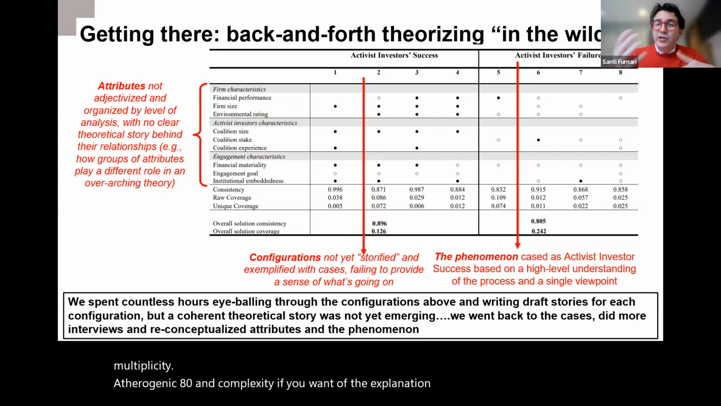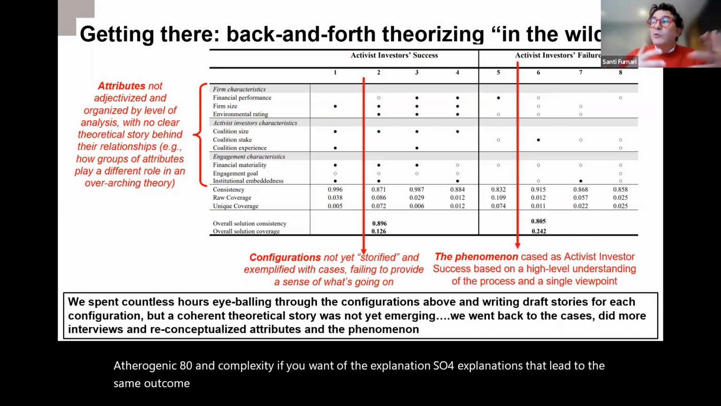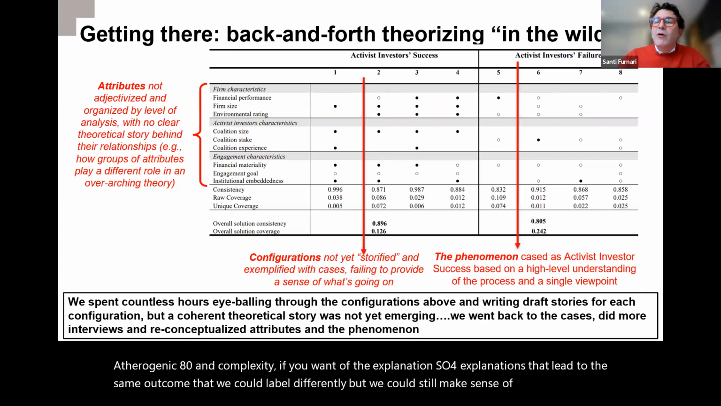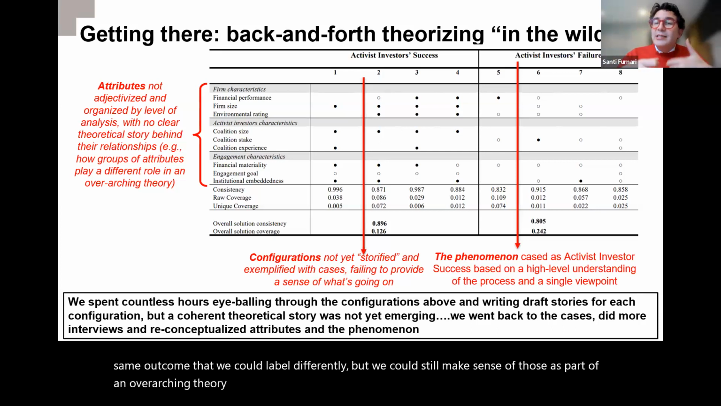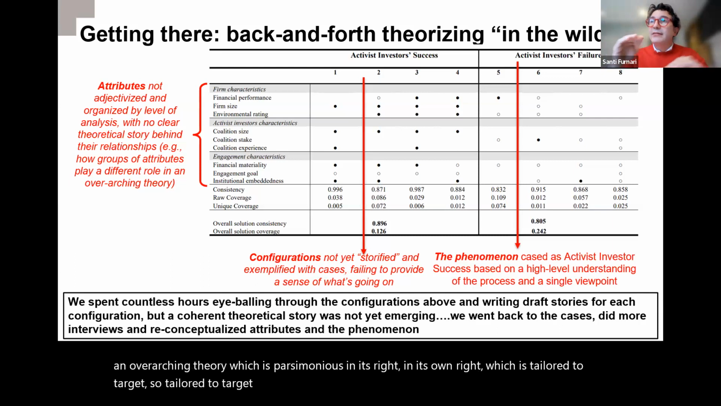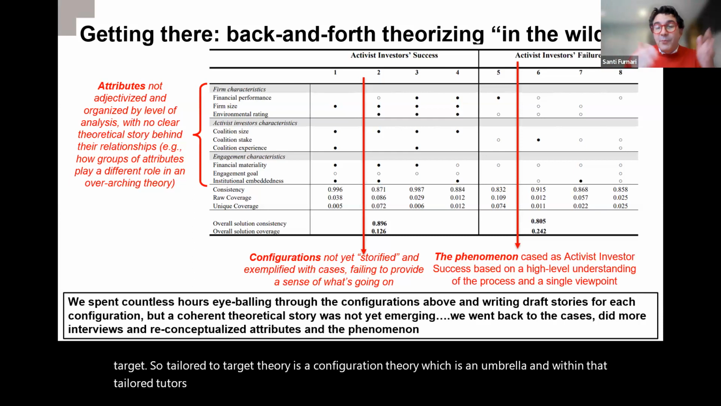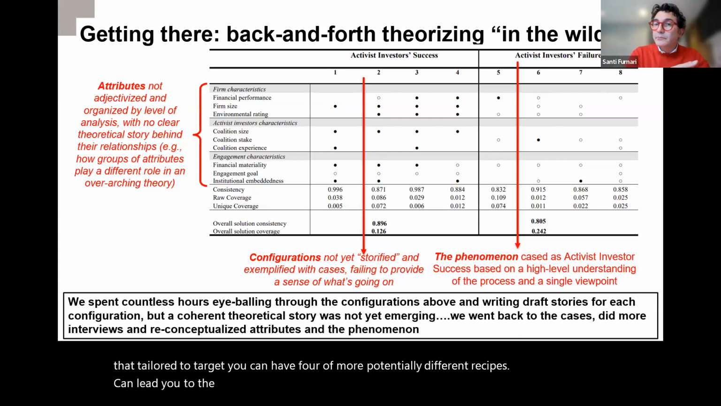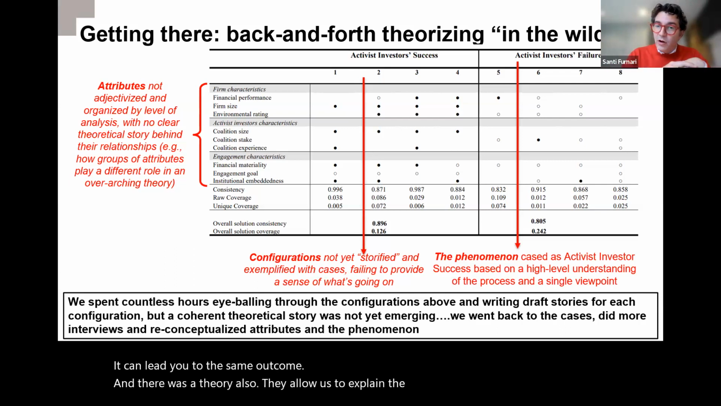So 4 explanations that lead to the same outcome that we could label differently, but we could still make sense of as part of an overarching theory, which is parsimonious in its own right, which is tailored to target. So tailored to target theory is a configuration theory, which is an umbrella, and within that you can have 4 or more potentially different recipes that can lead you to the same outcome. And that was a theory that also allowed us to explain the failure of that explanation through different recipes.